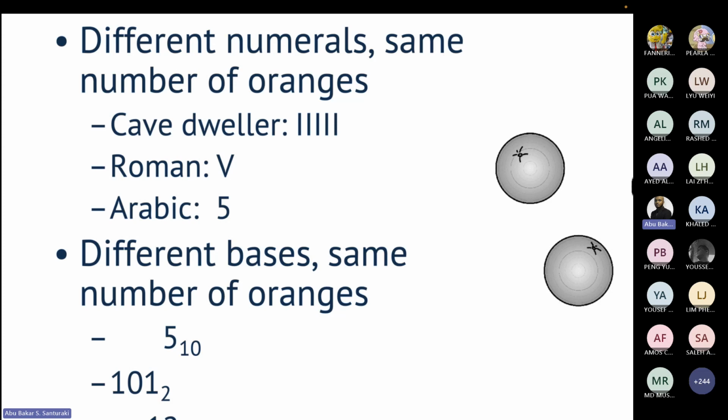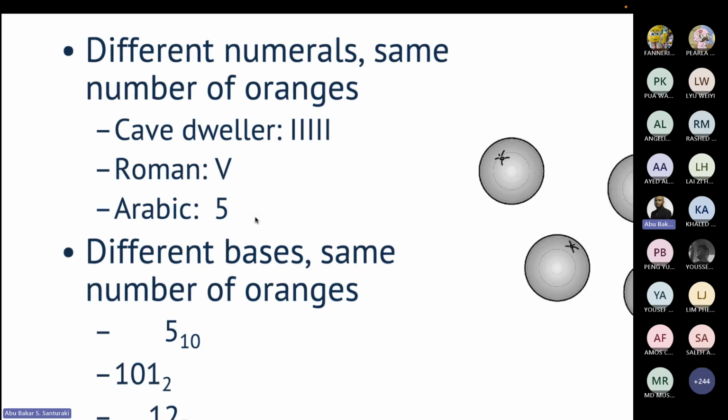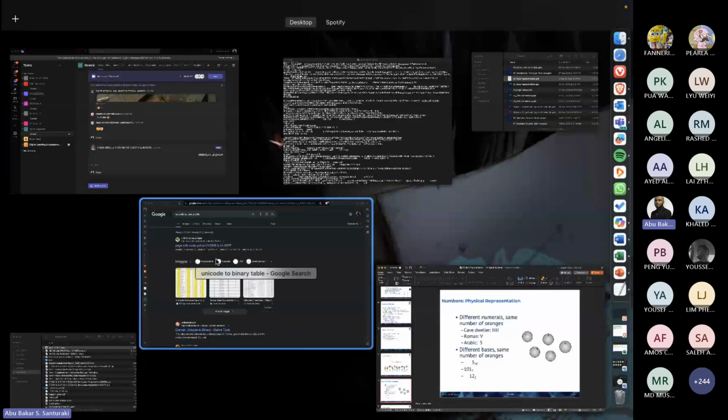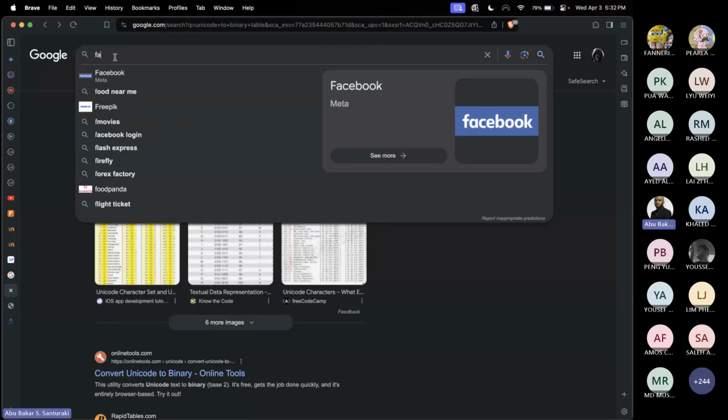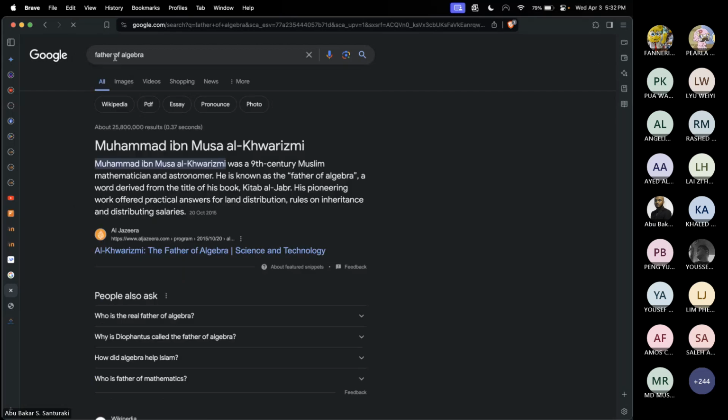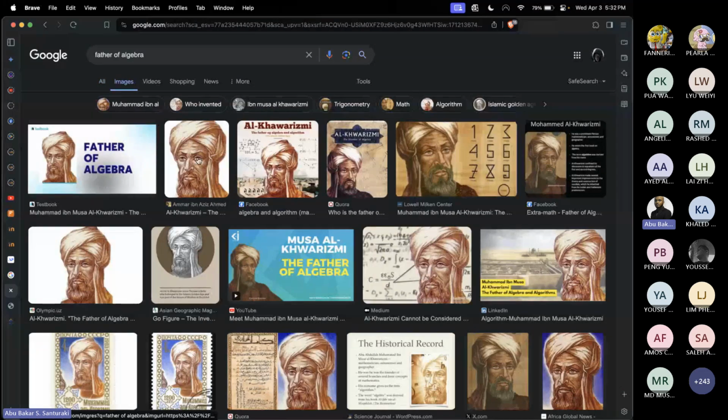The concept of the 0 was a result of development in mathematics, particularly by Arab mathematicians, who then coined the system that we do algebra with today. There's a fellow called Al-Khawarizmi. He's the father of algebra. So if we go to our web browser here and Google father of algebra, we will see Al-Khawarizmi. Let's take a look if we can see what his face looks like. So this is the face.